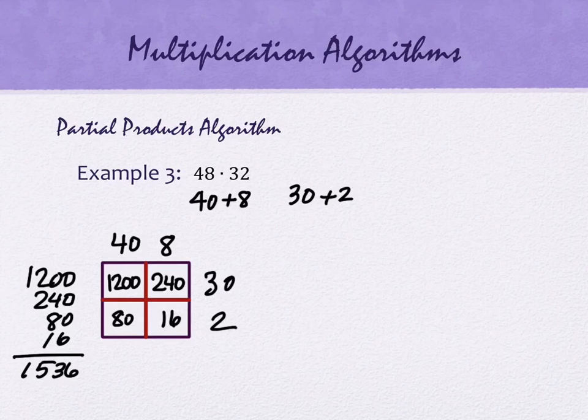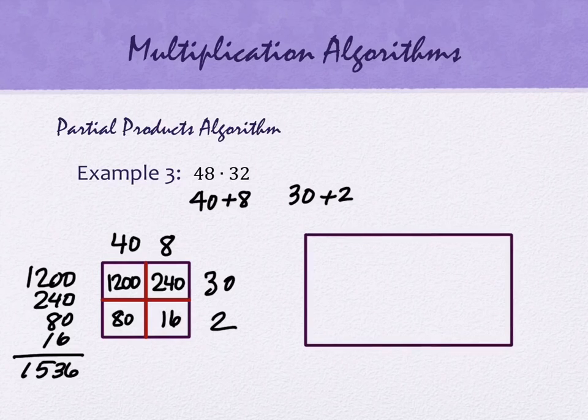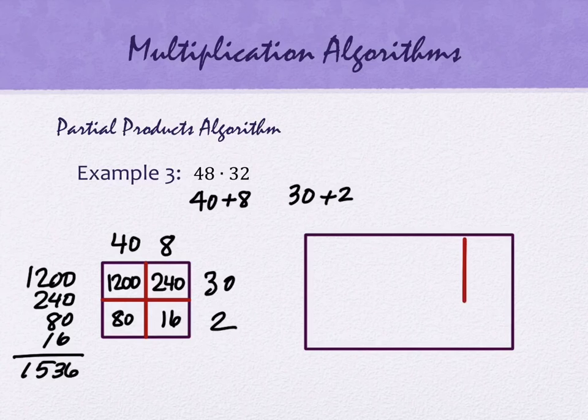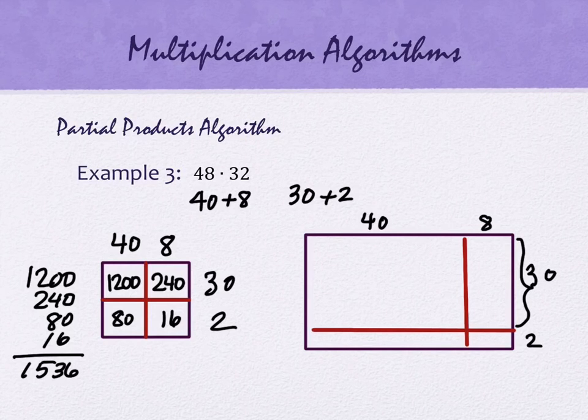Now let me draw a picture of what's really going on when we're doing this. What I'm really doing is I have the number 48, and if you think about it from an area model, what this means is that I am 40 by 8 wide. Okay? That's what 48 means. I've partitioned it off, 40 and then 8. And then I'm 32 long, so it looks something like this. This is 30 long, and this is 2 long.